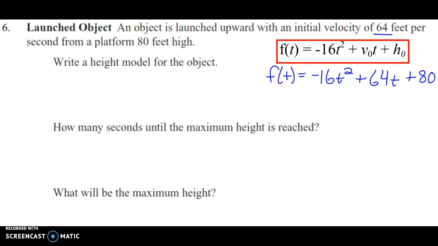That's your answer for this one here. That is the model that represents the height. So if I were to give you t is 5, after 5 seconds, how could you find the height? Plug it in for t, and whatever answer you get, that's how high the object is at t seconds.